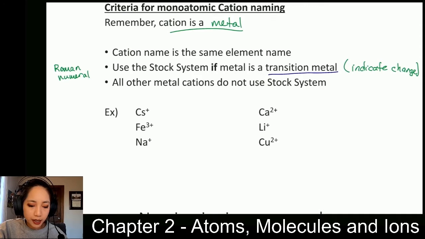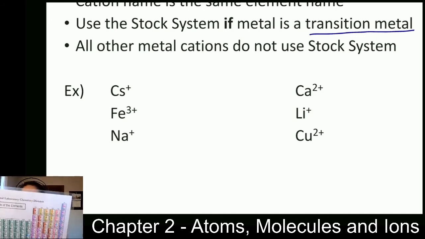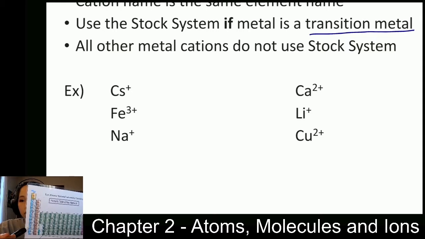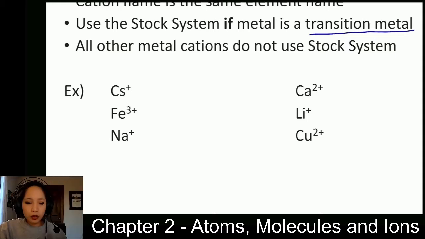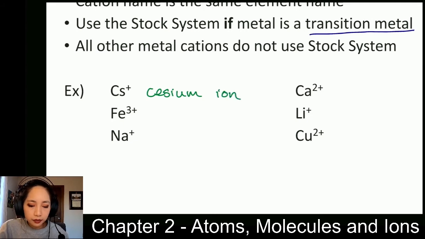So let's look at some examples here of cations and determine what name we would give them. This first one, cesium. If you look at cesium, it's right here on the periodic table. It's not a transition metal, so you do not need to use the stock system. So this is just a cesium ion. So it's just the name.